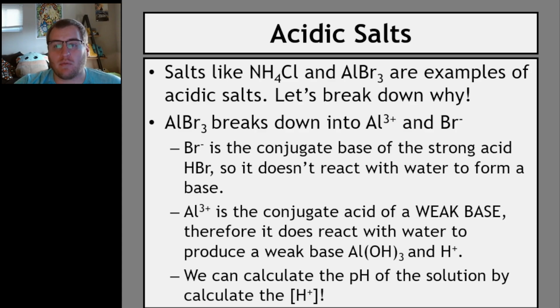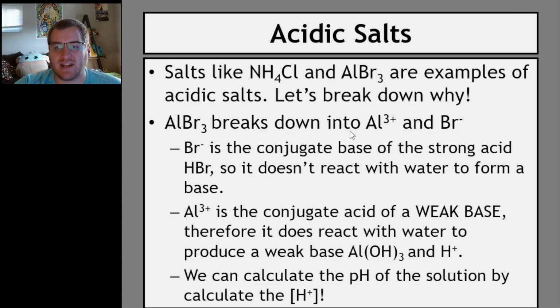Let's compare it to what we're going to do with acidic salts. These two are examples of acidic salts. We're going to talk about why. NH4Cl, ammonium chloride, and aluminum bromide are examples of acidic salts. And we're going to break down why. Let's just do one of these examples.